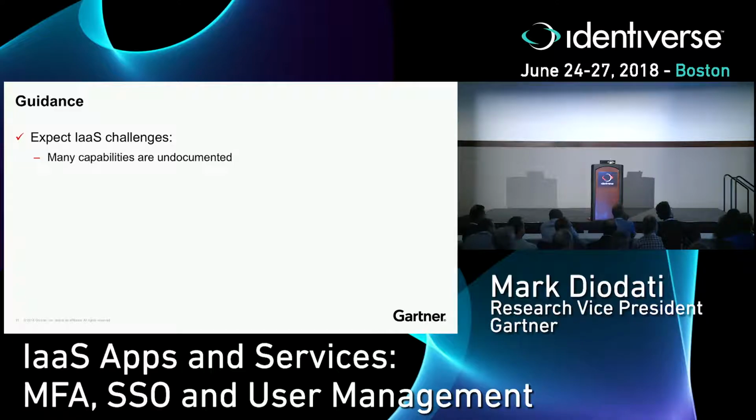So some guidance here. Just like my presentation, expect many challenges, right? And I'm so grateful for you making time to sit with me. Many of the capabilities to pull this off, in particular with single-page applications, are undocumented. For example, AWS has no documentation on how to integrate Azure AD as an OpenID Connect provider into AWS. There's some specific information that's just not available.